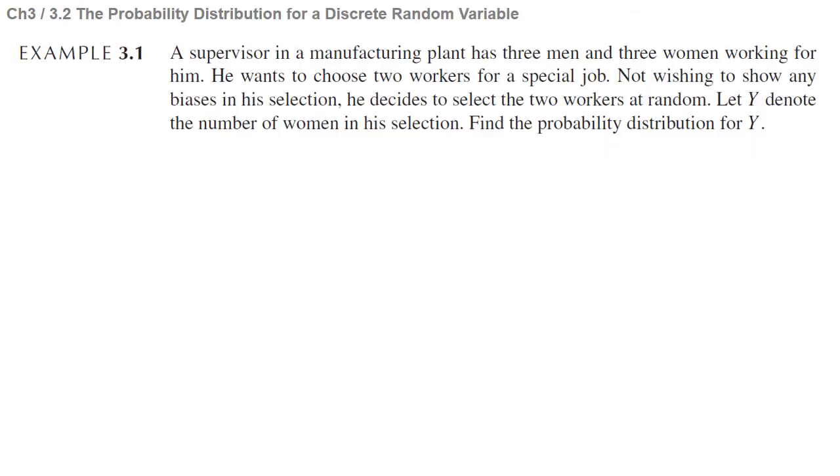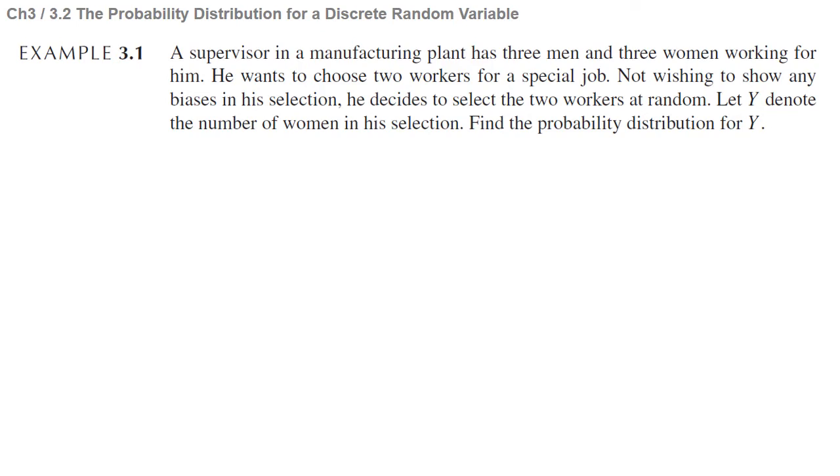Okay, let's look at example 3.1. A supervisor in a manufacturing plant has 3 men and 3 women working for him. He wants to choose 2 workers for a special job. Okay, and not wishing to show any bias in his selection, he decides to select the 2 workers at random. Let Y denote the number of women in his selection. Find the probability distribution for Y.